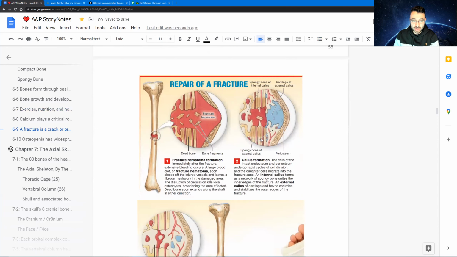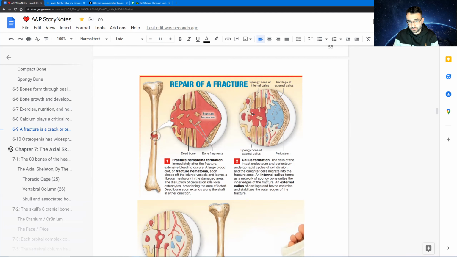So this picture here is kind of the repair of a fracture. So we have the break here. We have these bone fragments. So we have something called a fracture hematoma. Immediately after the fracture, extensive bleeding occurs. A large blood clot or fracture hematoma soon closes off the injured vessels and leaves a fibrous meshwork in the damaged areas. It's like some quick damage control. This disruption of circulation kills local osteocytes, or recyclers, broadening the area affected. Dead bone soon extends along the shaft in either direction.